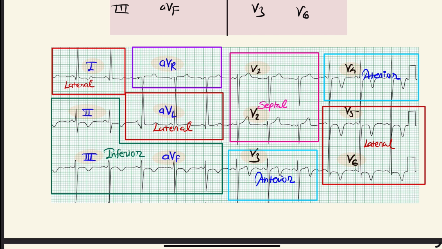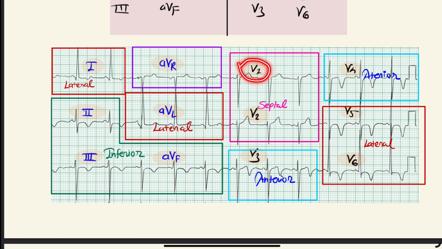Now let's discuss what each of these leads show us. Lead 1, AVL, V5 and V6, these leads provide the view of electrical activity in the lateral part of the heart. Lead 2, 3 and AVF, these leads observe electrical activity in the inferior part of the heart.